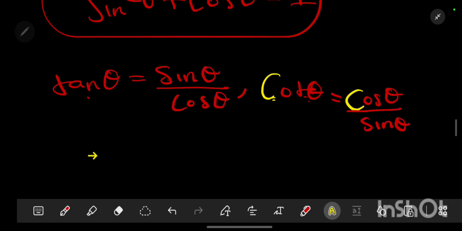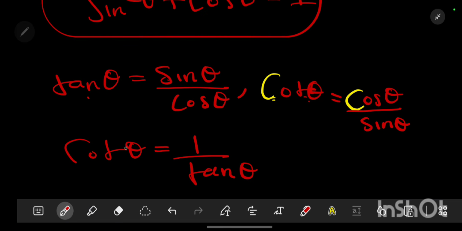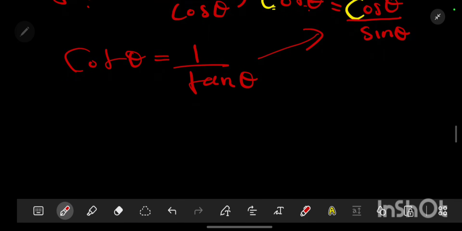Other books can write the cot of theta as equal to 1 over the tan of theta, because the cotangent is the opposite, which is still the same as that. We are going to mostly be using this form. Now with that said, let us look at other properties.